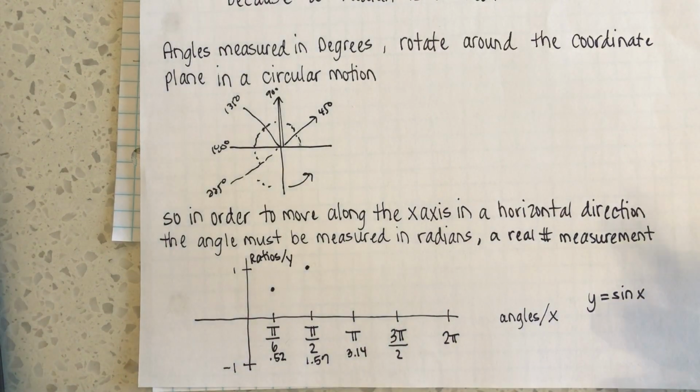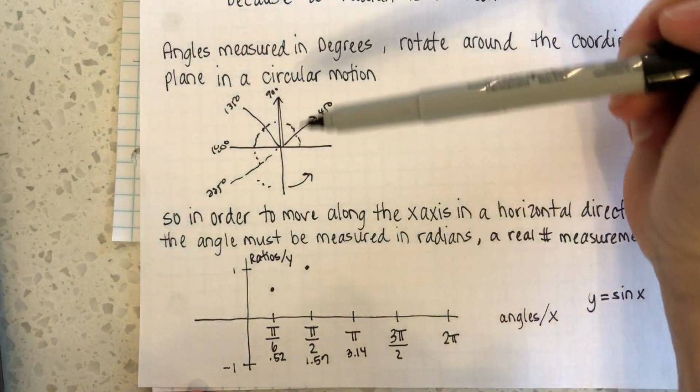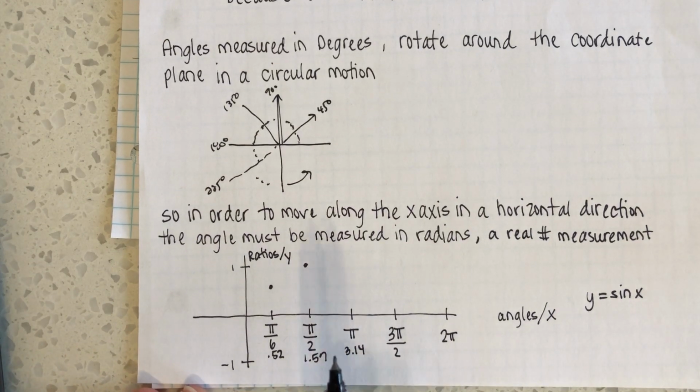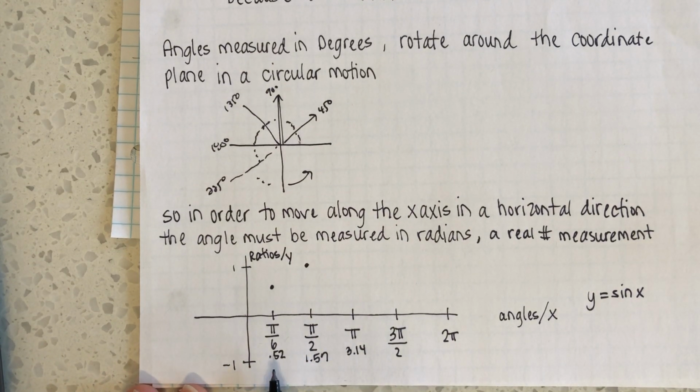So just keep that in mind. If we're going to travel horizontally across the x-axis and not in this circular motion, you have to be in radians because radians measure angles as real numbers.